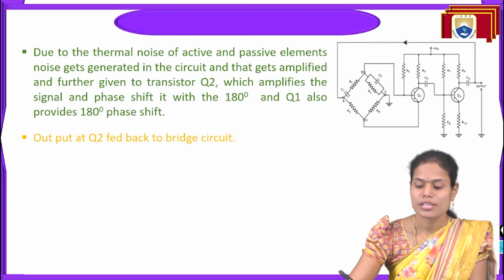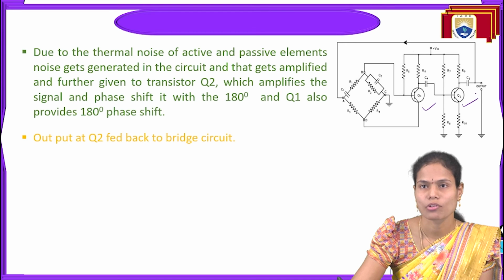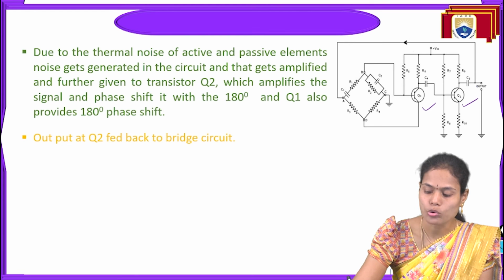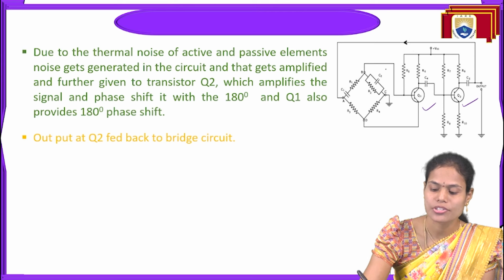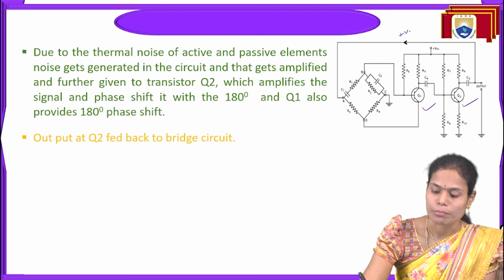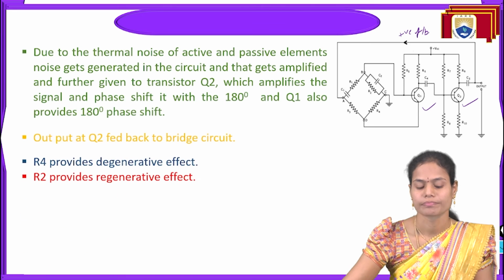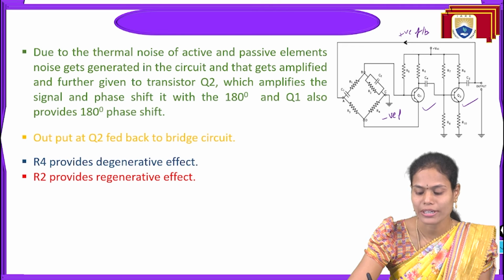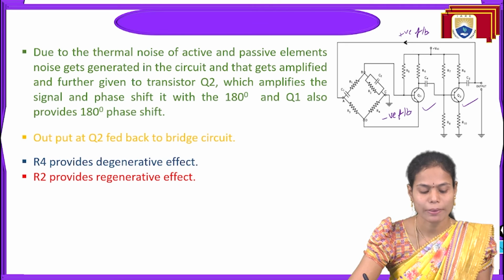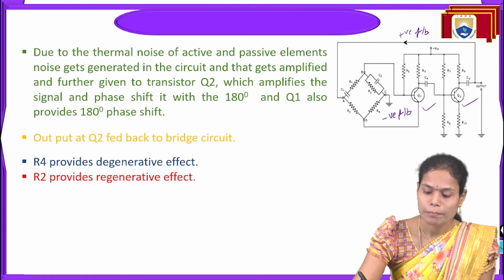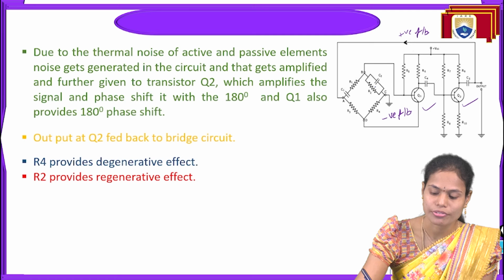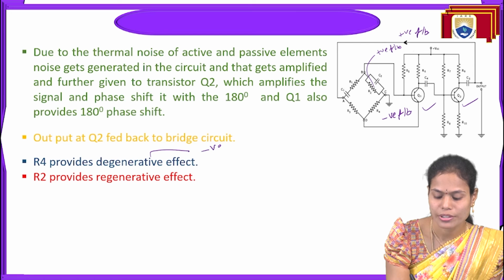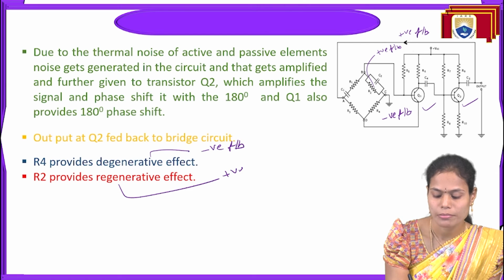Okay, so here this amplifier will provide the total 360 degrees. I have already mentioned 180 degrees with the Q1 transistor and 180 degrees with the Q2 transistor, and the output of this Q2 we are giving back to the bridge circuit as the positive feedback. So here R4 provides the degenerative effect, that is nothing but negative feedback, and R2 provides the positive feedback, that is regenerative feedback. Degenerative means negative feedback here, and regenerative means positive feedback.